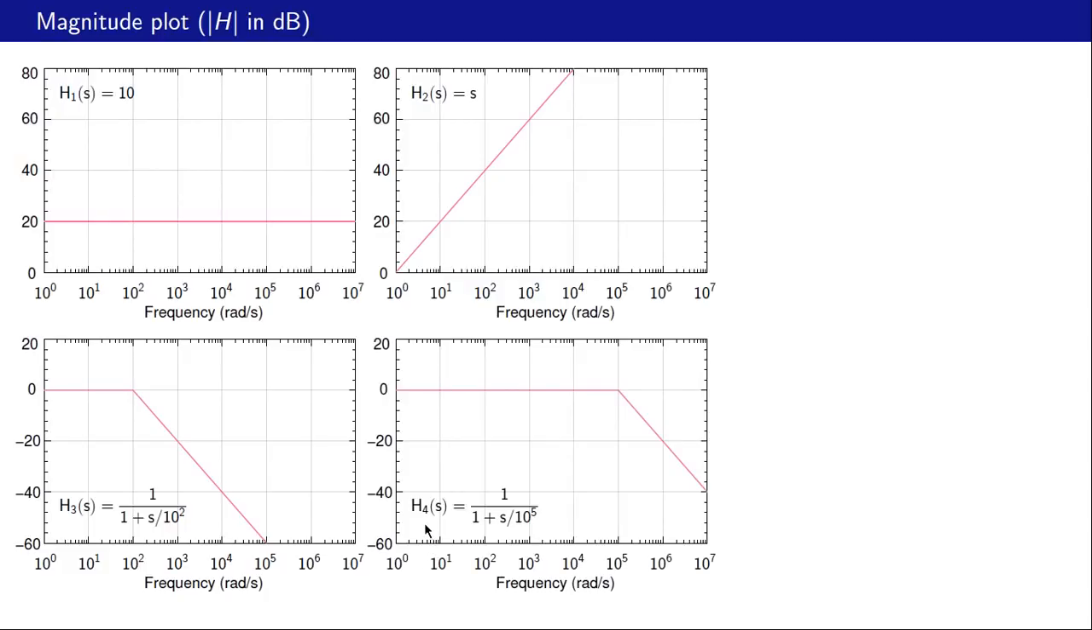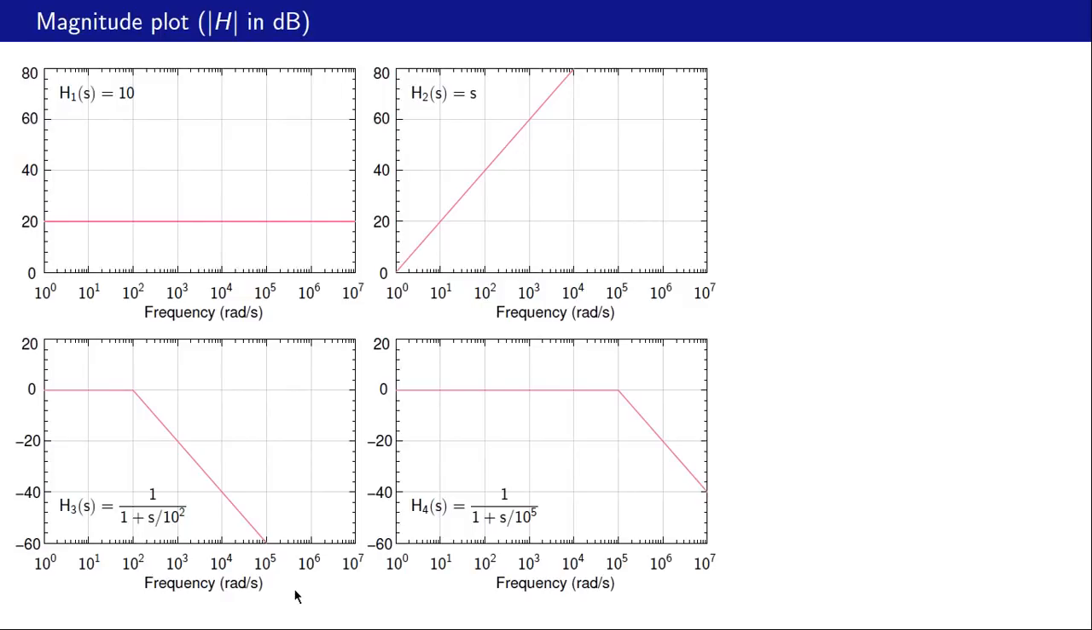The next function, H4(s), is very similar to this H3(s). The only difference is that the pole is now at minus 10 raised to 5 radians per second. So for frequencies less than 10 raised to 5 radians per second, we have this low frequency asymptote, that is H equal to 0 dB, and for higher frequencies we have the high frequency asymptote here, which has a slope of minus 20 dB per decade.